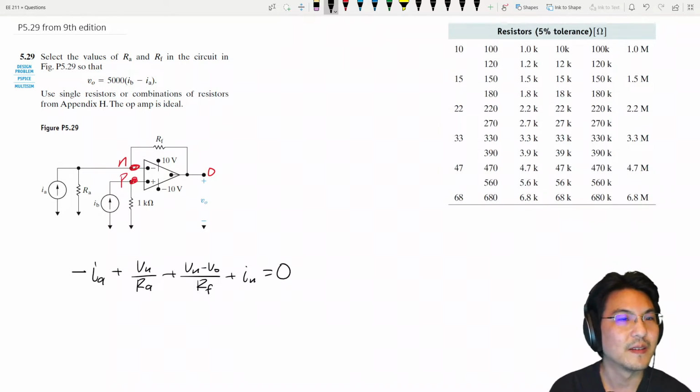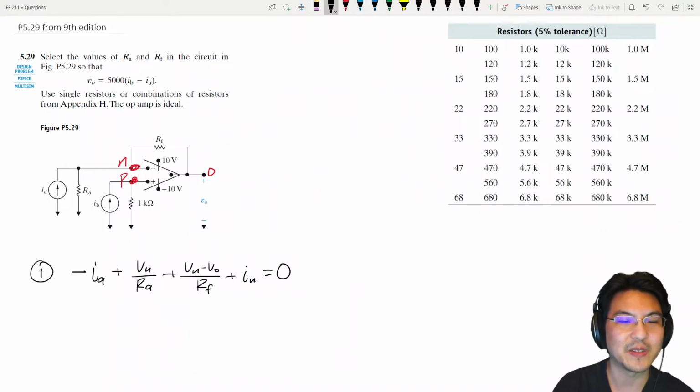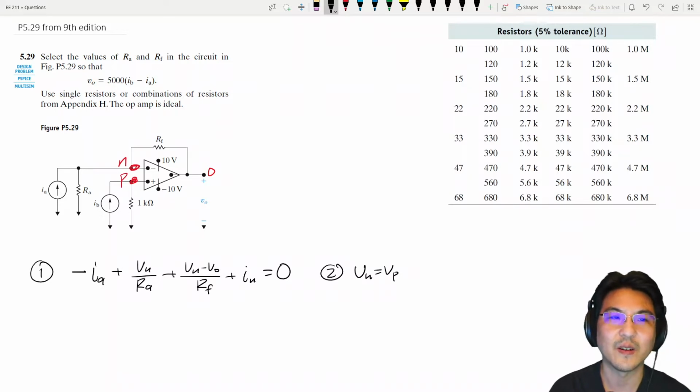Okay, and then it says the op-amp is ideal. That means the voltage here equals the voltage here. Vn equals Vp. So this is one equation. Second equation, Vn equals Vp. And then also for an ideal op-amp, the current going this way is 0. That means this is 0. The current going this way is 0. I'm not sure that applies just yet, but let's see.